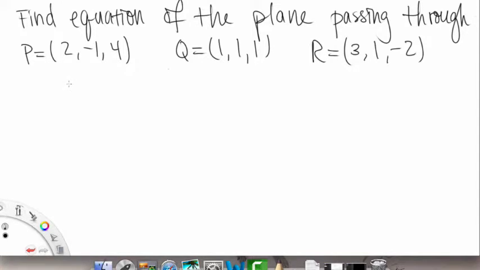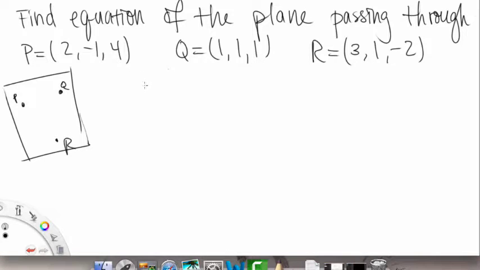Okay, so first of all, we're given 3 points in the plane, 3 points that make this plane unique. So we have a P, a Q, and an R. And so here's the plane that they form. Alright, and now what we have to do is find the equation of this plane.